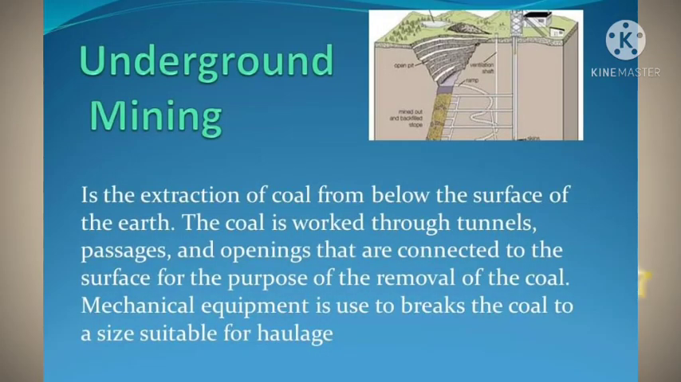Underground coal mining. It is the extraction of coal from below the surface of the earth. The coal is worked through tunnels, passages, and openings that are connected to the surface for the purpose of the removal of the coal. Mechanical equipment is used to break the coal to a size suitable for haulage. It has three mining methods: the board and pillar method, short wall method, and long wall method.